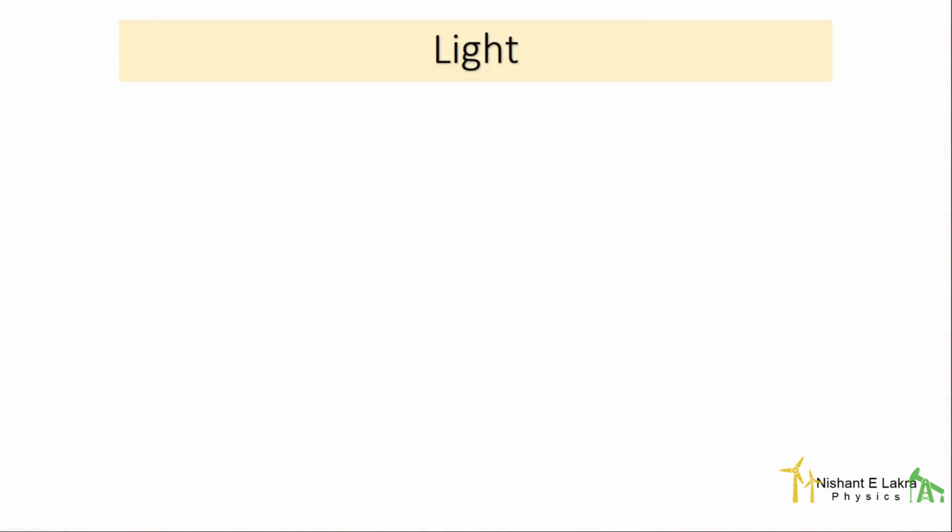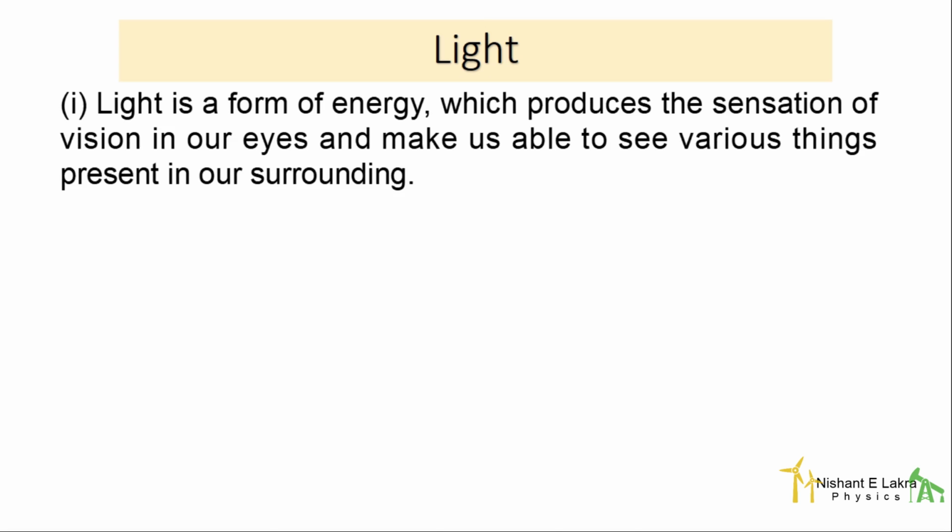Let us understand some points about light. Now, we know that light is a form of energy and this produces the sensation of vision in our eyes. That means light helps us to see things and it makes us see various things present in our surroundings. If there is no light, we cannot see anything. So we understand that light is a form of energy that helps us to see things around us.